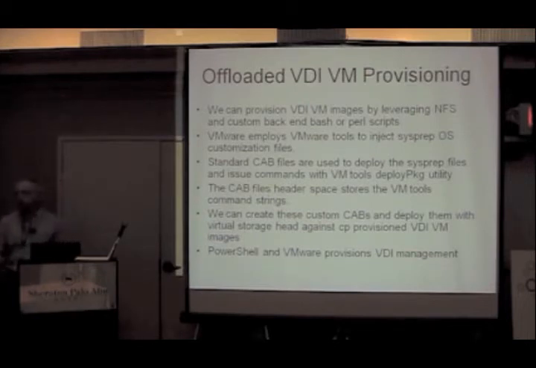So when VMware creates a clone copy, what it's actually doing is it's using a small, tiny little tool called deploy package. And that little tool is in vCenter, and it basically creates a cab file. And the cab file has some header space in it, and inside the header space is the commands it's going to execute inside of the VM that's cloned and created.